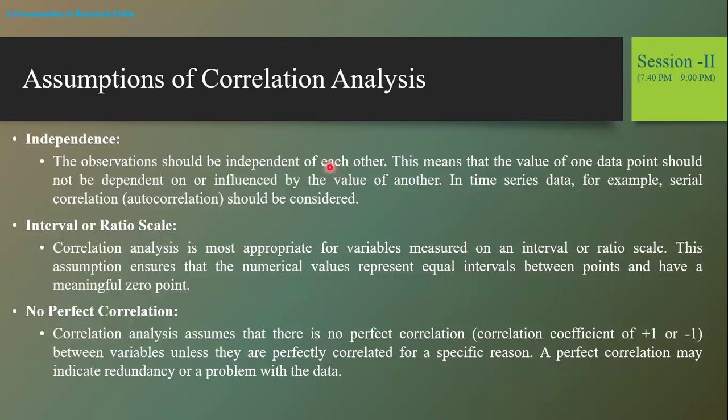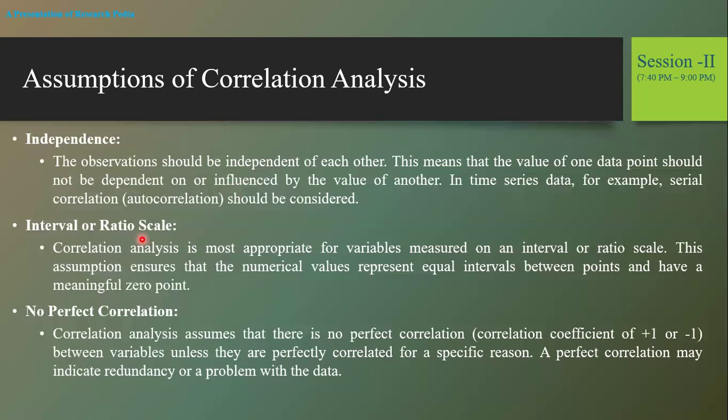It means those two variables you are going to analyze must be independent from each other. The value of one variable should not be dependent on the value of the other variable. So if the observations or the data are dependent on each other in the case of both variables, the assumption may be violated. This means that the value of one data point should not depend on or be influenced by the value of another. In time series data, for example, serial correlation or autocorrelation should be considered.